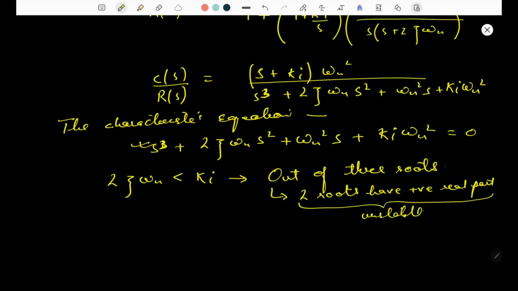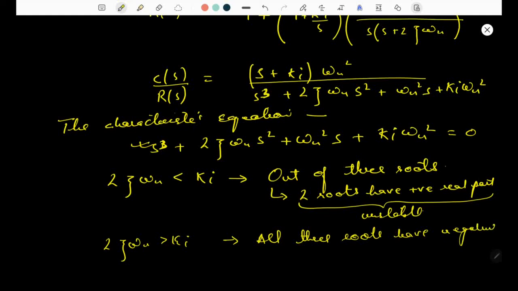Okay. Second condition is that if we have 2 zeta omega n greater than ki, then all three roots have negative real part. Hence the system is stable. All right.